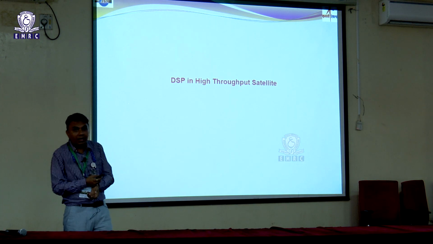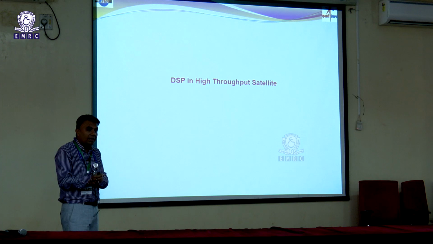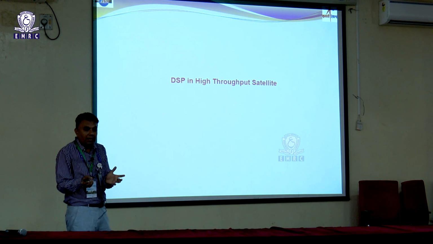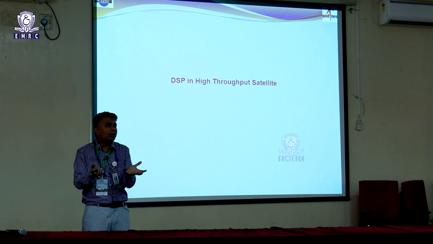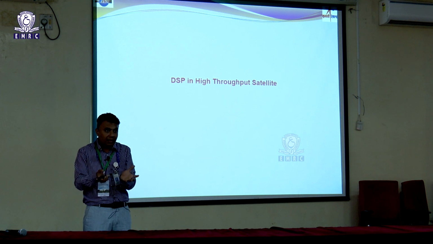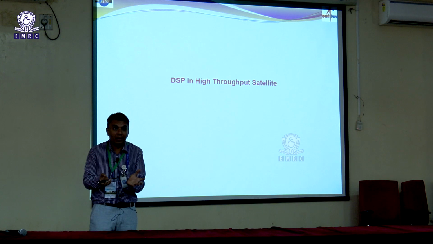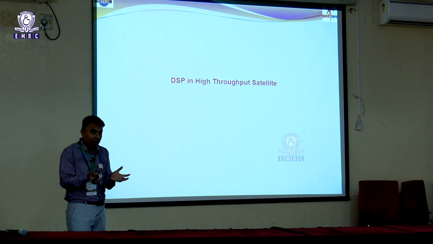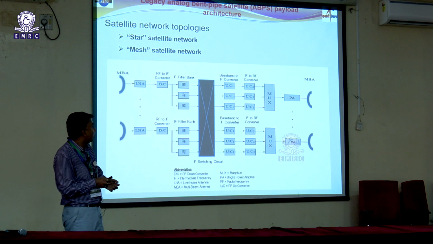Another trend nowadays is called high throughput satellites. Till now, satellite throughput, meaning how much data rate a satellite can handle, was 5 to 6 Gbps. But nowadays the demand is more than 100 Gbps. So that is called a high throughput satellite, where the satellite throughput should not be less than 50 Gbps.